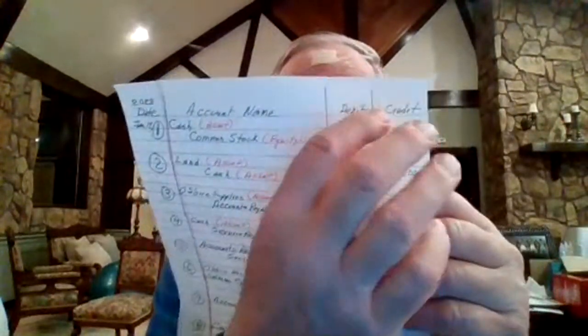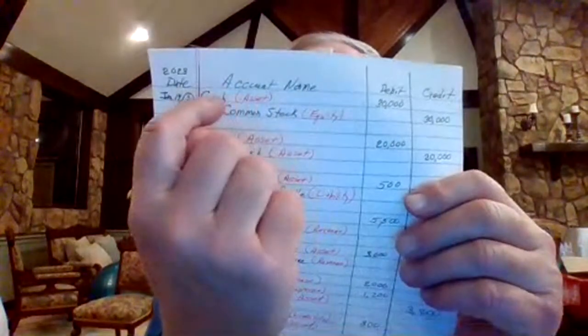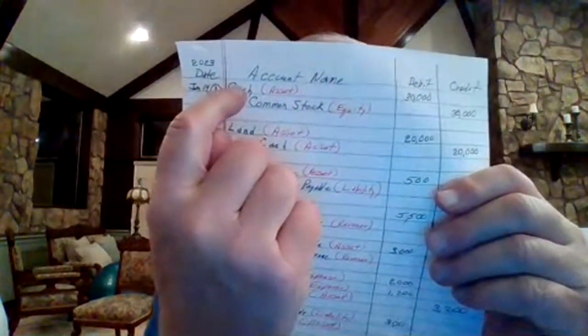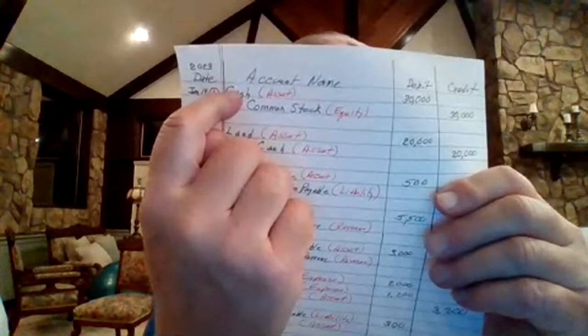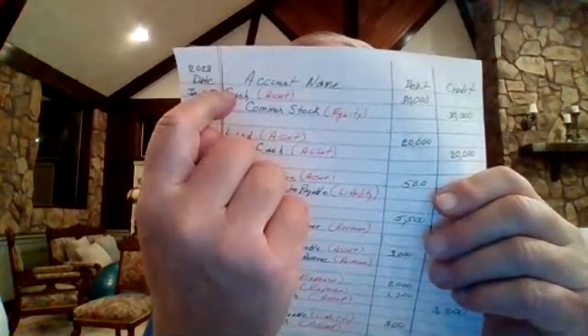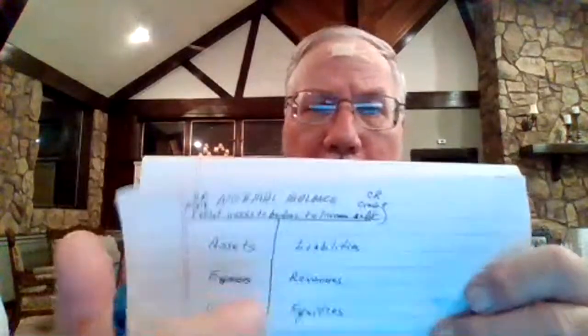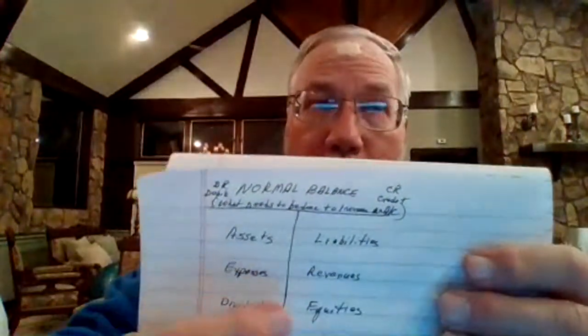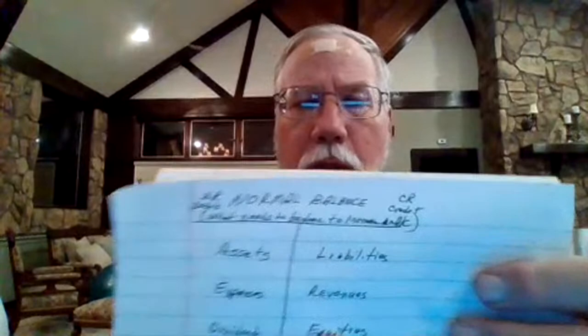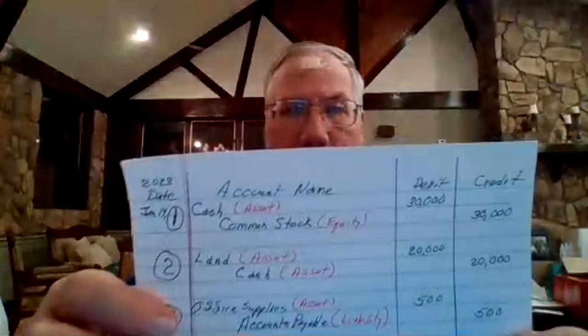And then we have columns on this side for the debit and the credit amount. Okay. So this is an asset. We're increasing. The corporation is getting $30,000 in cash, so it's increasing. So the normal balance of an asset account is a debit. The normal balance of an equity account, common stock is an equity account, is a credit. That's why we did the journal entry like this.